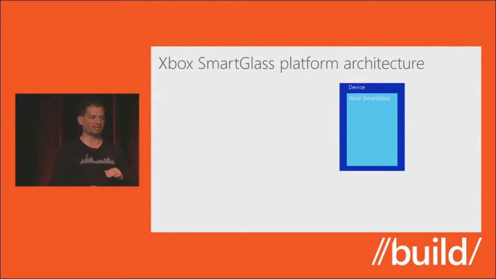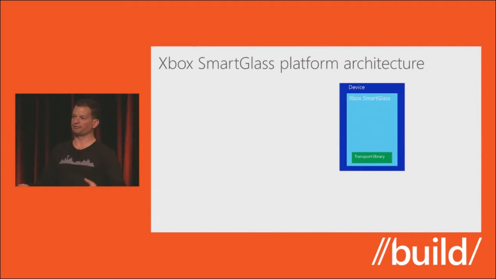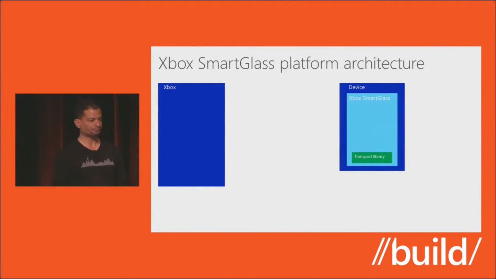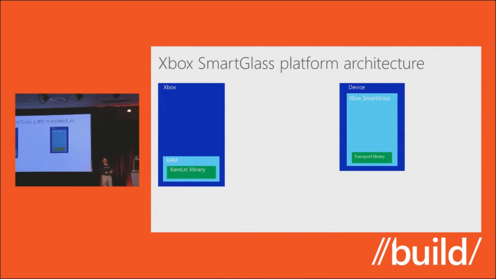They install that on the device. Running underneath that is this transport library. The transport library is basically responsible for all of the communication between the device and the console. Over on the console, inside what's called the ZAM, which is effectively the operating system for the Xbox, we have a similar library running that handles the console side of that communication. And all of that communication and initial pairing between device and console happens through our cloud-based service.